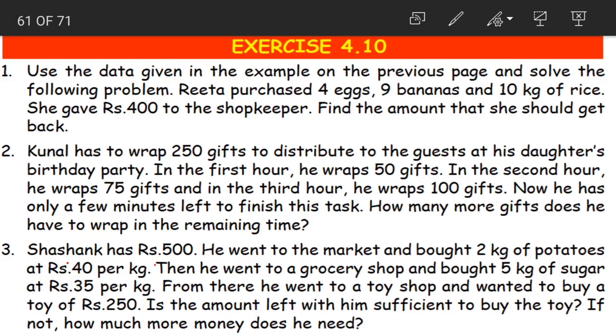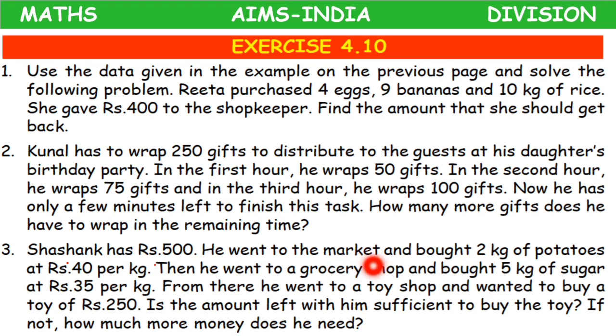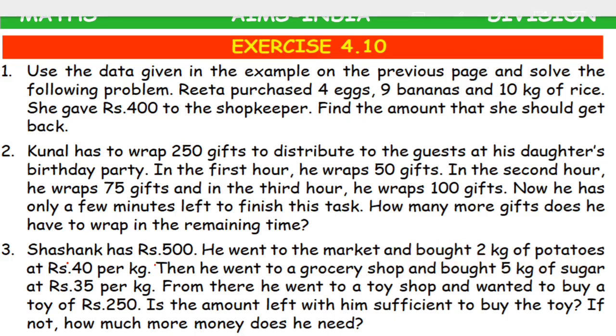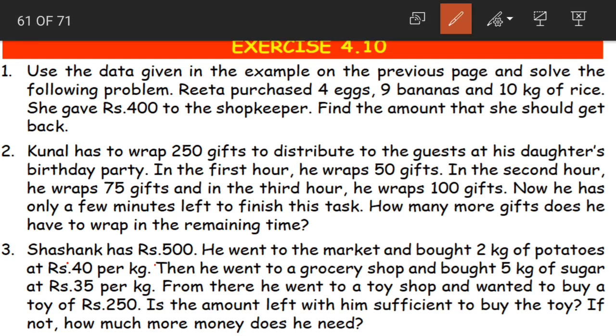Shashank has 500 rupees. He went to the market and bought 2 kgs of potatoes at 40 rupees per kg. Then he went to a grocery shop and bought 5 kgs of sugar. From there he went to a toy shop and wanted to buy a toy of 250 rupees. Is the amount left with him sufficient to buy the toy? If not, how much more money does he need?